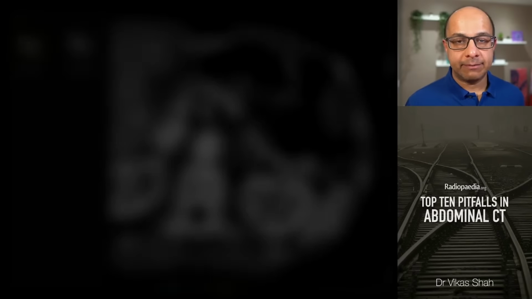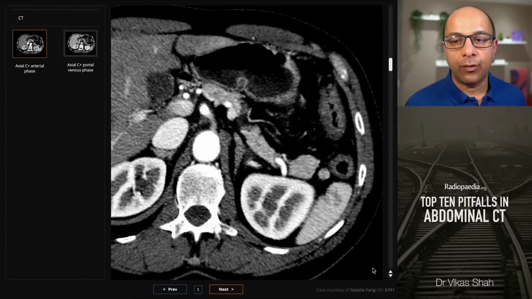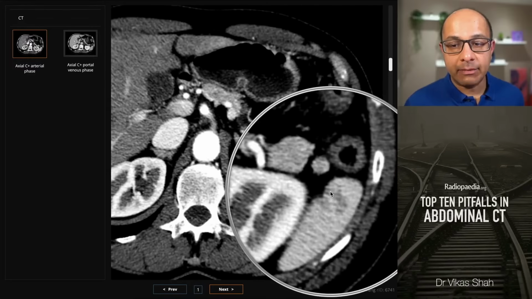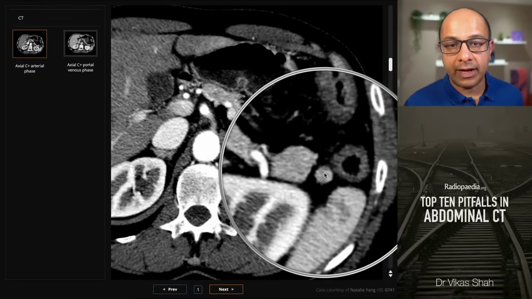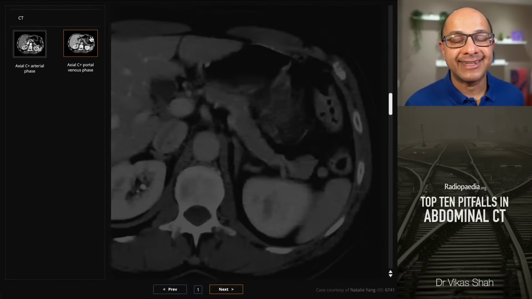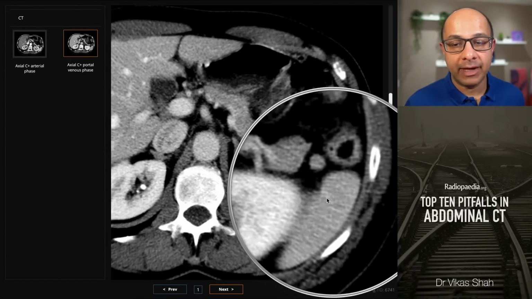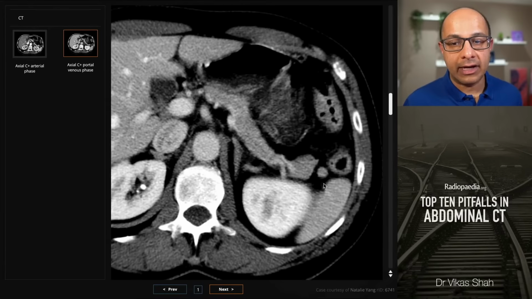Now, at the very outset, let's be clear with our terminology. So we're not talking about splenunculi, which are supernumerary spleens or accessory splenic tissue. So this is an example of a splenunculus. We have this rounded focus adjacent to the normal spleen, and the imaging characteristics on the arterial and portal venous phase studies are identical to the normal spleen, and the blood supply to these islands of tissue will be from the splenic artery. These are splenunculi.